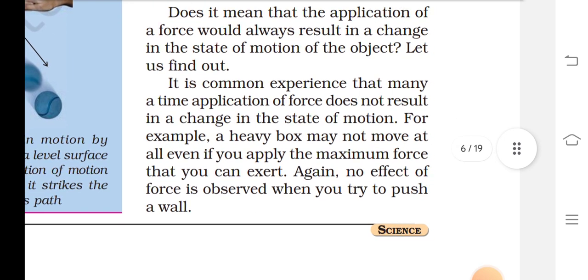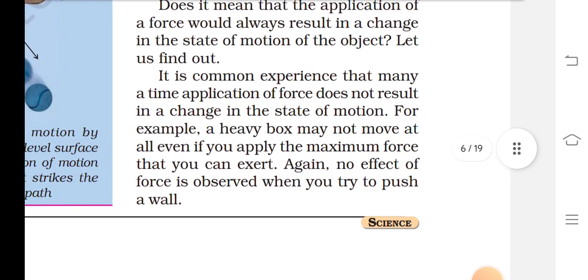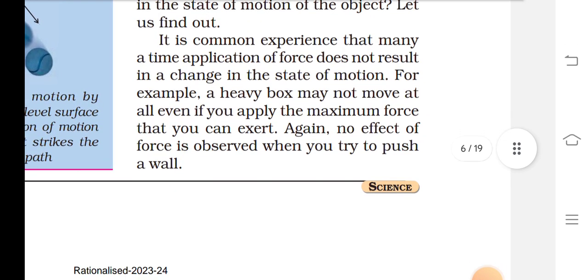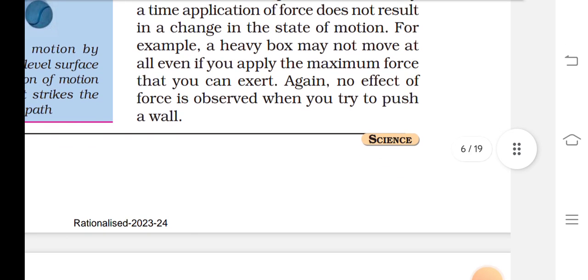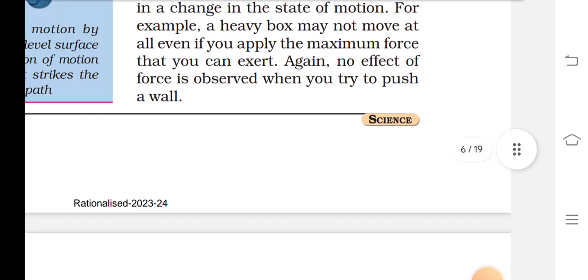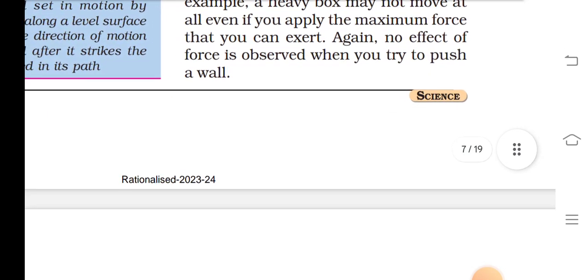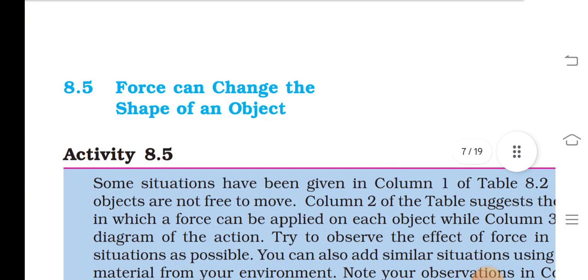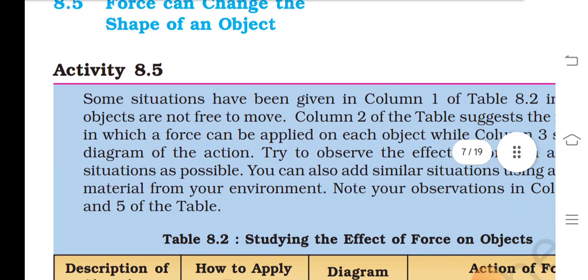Does it mean that the application of force would always result in a change in the state of motion of the object? Let us find out. It is a common experience that many times application of force does not result in a change in the state of motion. For example, a heavy box may not move at all even if you apply the maximum force that you can exert. Again, no effect of force is observed when you try to push a wall. Force can change the shape of an object.